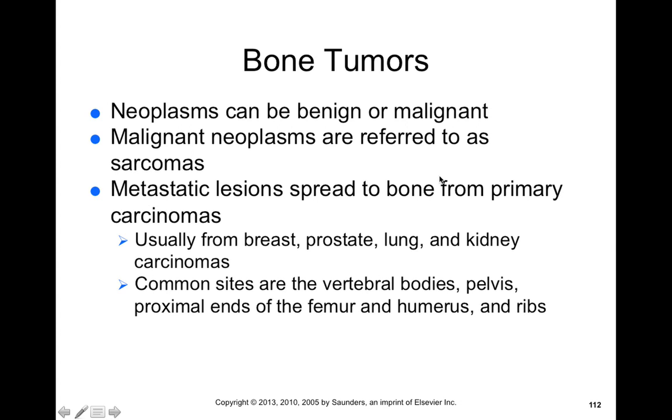Now, these lesions can spread to bone from other carcinomas, so you might find that breast, prostate, lung, or kidney cancers can spread to bone because bone is highly vascular. Some common sites of metastasis include vertebral bodies, the pelvis, as well as the proximal ends of your femur and humerus and ribs, because these are highly vascular areas of bone.